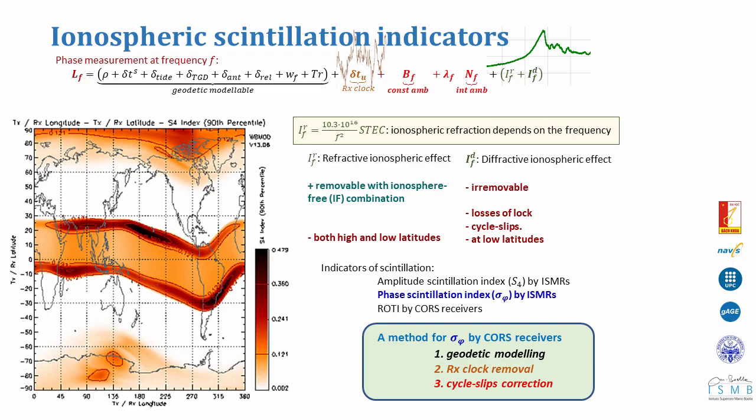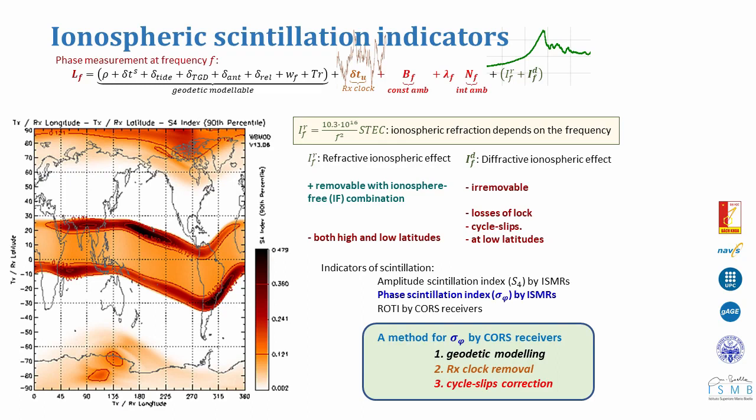diffraction. The refraction is proportional to the inverse squared frequency, so we can remove it with a receiver working at two frequencies by using the ionosphere-free combination of two measurements at those two frequencies. But unfortunately, the diffraction cannot be removed by this. The refractive scintillation happens at both high and low latitudes, but the diffractive scintillation is remarkable at low latitudes. Remarkable diffraction can cause large noise in the measurements, losses of tracking lock, and cycle slips, which the solution of the integer number of cycles needs.